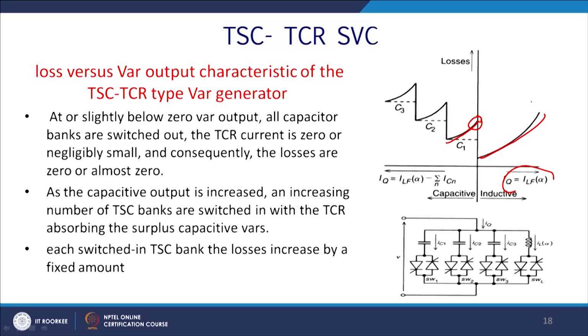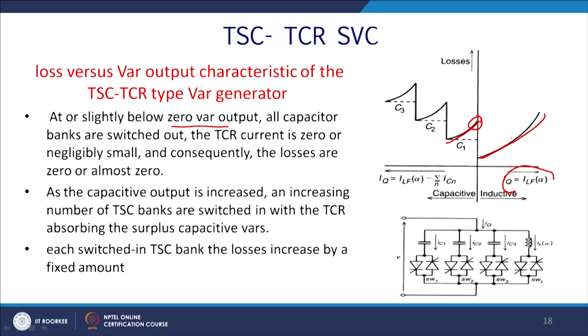So, what we can conclude is that at or slightly below the 0 VAR output, all capacitor banks are switched out, the TCR current is also 0 or negligibly small, and consequently the losses are almost 0 or negligible; only the stray losses will be there. As the capacitor output increases, an increasing number of TSC branches are switched on, with the TCR absorbing the surplus capacitive power.